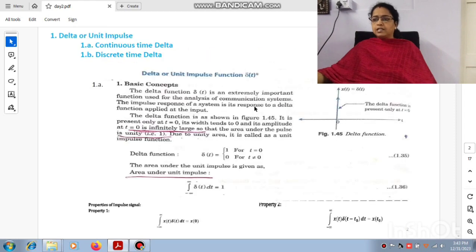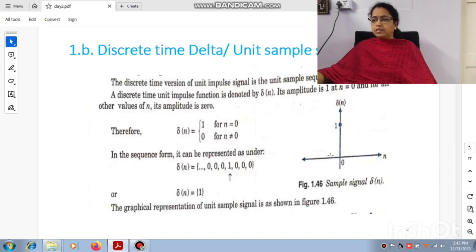So the delta signal is nothing but this. This is the continuous time delta signal and the discrete time delta signal. It will be better if I explain the discrete time delta signal. Here you can see that for a discrete signal the time index n is an integer. When n equals 0, the amplitude of the signal is 1, and the signal is denoted by delta of n.